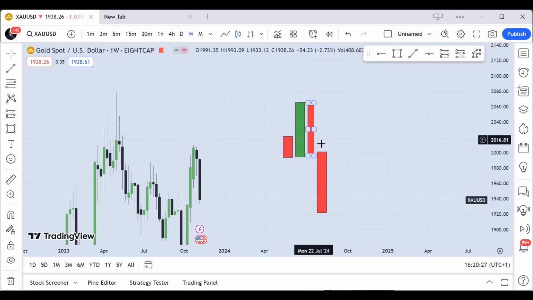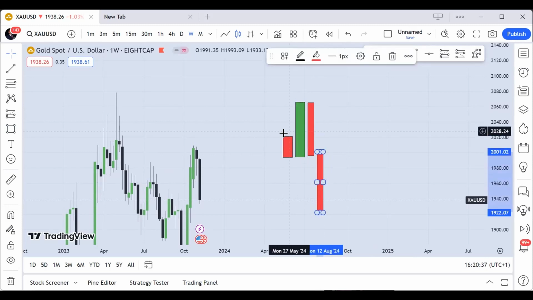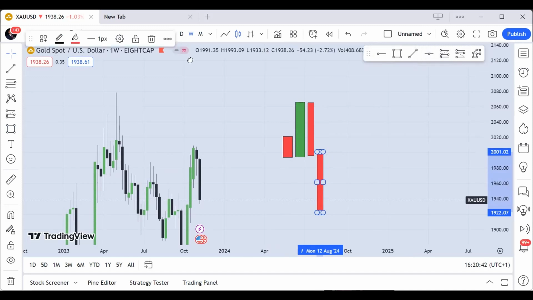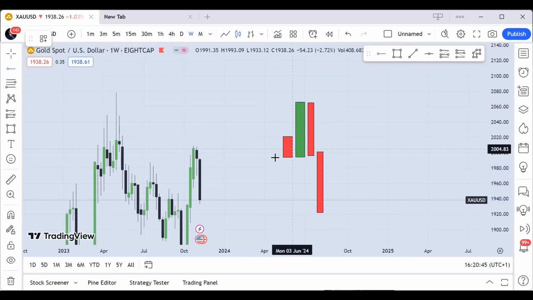So this was an engulfing candle. And when price comes here, price is supposed to buy. But instead of buying, price will keep selling. So that means the engulfing level, price will break it. Price will break the support of the engulfing level.